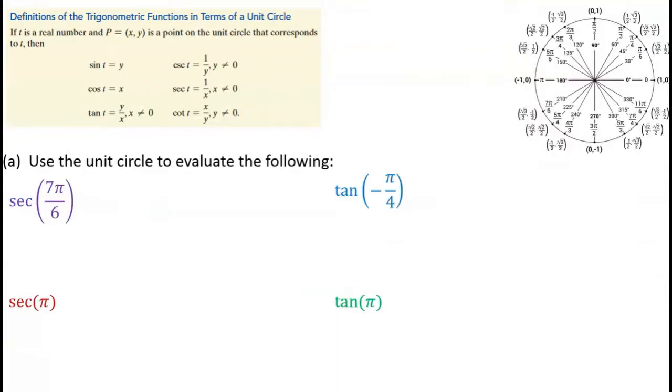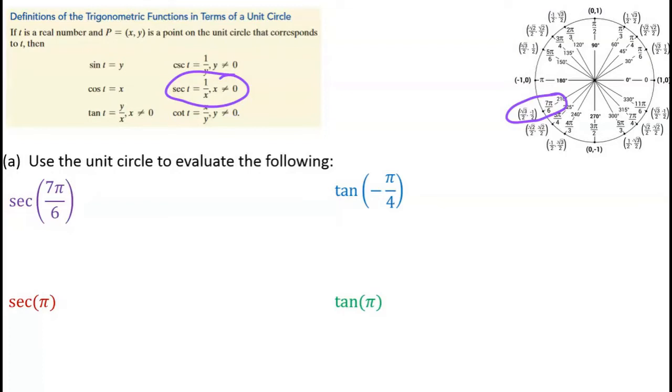Okay, so I have secant of 7 pi over 6. Two things I need to know. I need to know the definition of secant. I'm going to circle it up here in purple. And I need to know where 7 pi over 6 is on my unit circle. And it's right there. Now, eventually, you're going to have this unit circle memorized. I just put it on the page here so we have quick reference. But I hope that you can do this without a unit circle right in front of you soon.